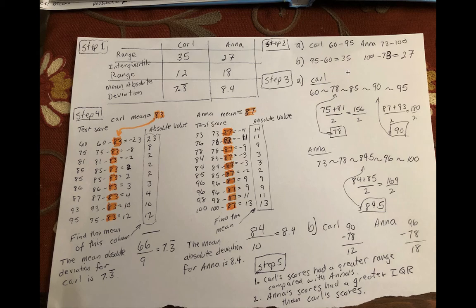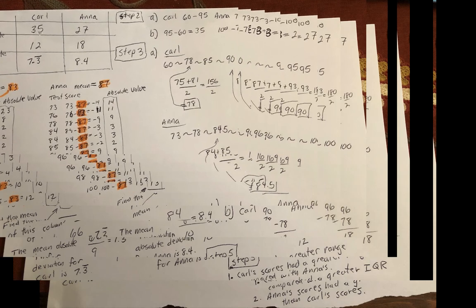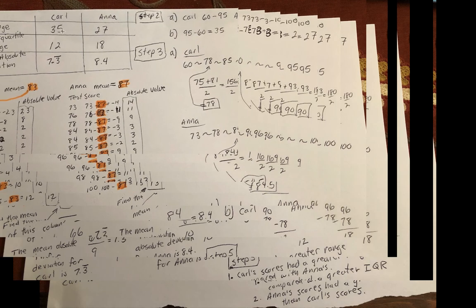And to find the range for Anna's scores, I found the smallest score, which was 73, and the largest score, which was 100. Found the difference, which is 27. So again, zooming in, the range for Carl is 35, and the range for Anna's scores is 27. So Carl's range is a little bit larger.